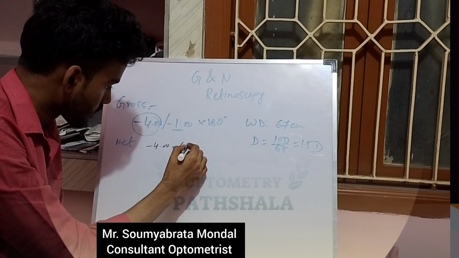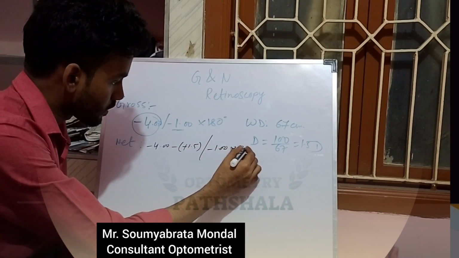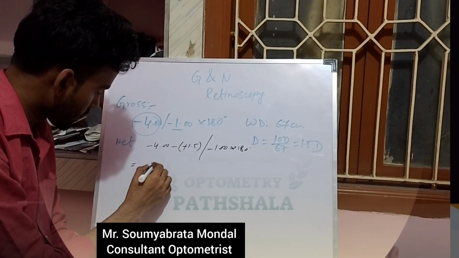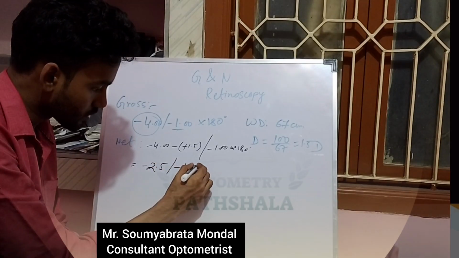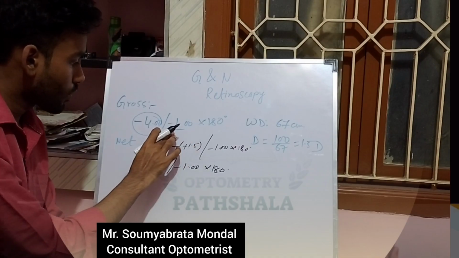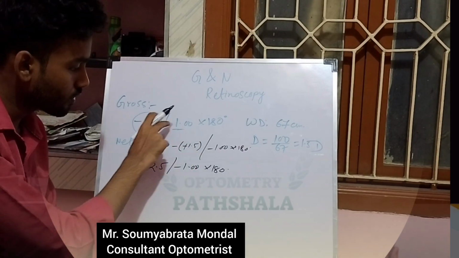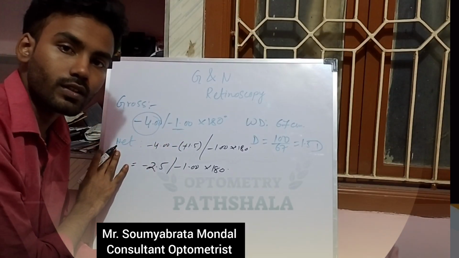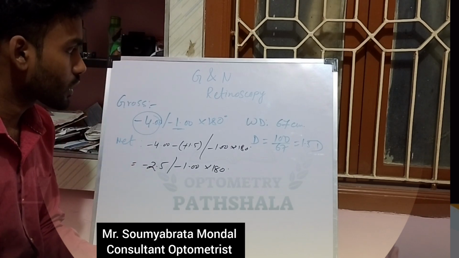So the net retinoscopic value, the final answer, will be -4 plus 1.5 with -1 at 180, so it will be -2.5 sphere with -1 cylinder at 180. You can easily see that there is no change in the cylindrical power of the prescription when you change from the gross retinoscopic to net retinoscopic value. So this is our first problem.